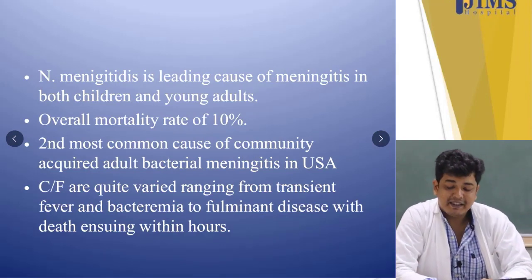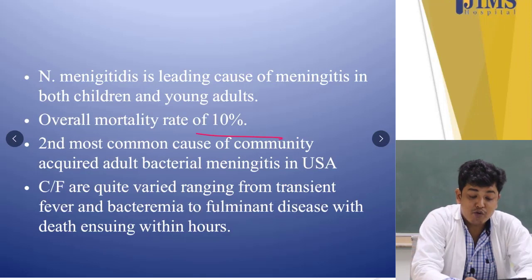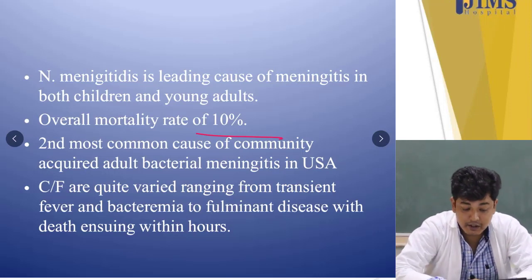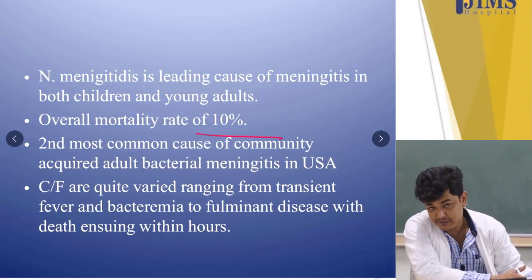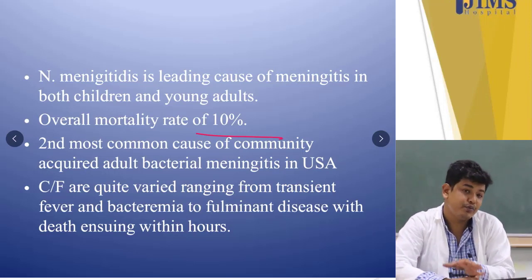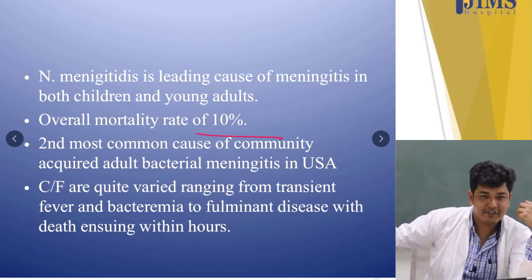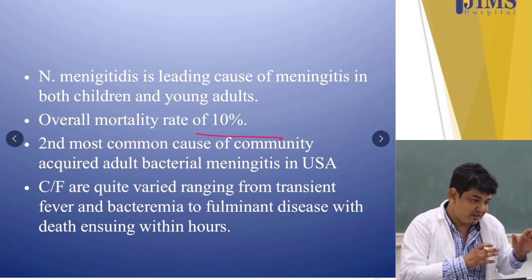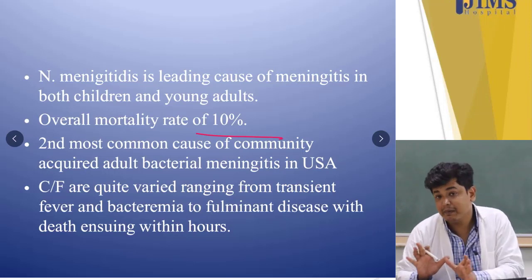Now, Neisseria meningitidis is the leading cause of meningitis in both children and young adults. The overall mortality rate is around 10%, so out of every 100, 10 people will die. It is the second most common cause of community-acquired bacterial meningitis in the USA. Clinical features are quite varied, ranging from transient fever and bacteremia to fulminant disease with death ensuing within hours. So the disease happens very fast. Often it is diagnosed very late, and because we are late in diagnosis, the disease has already spread fast, so the outcome is not very good. But if it can be diagnosed at the initial stages, then the outcome can be better.